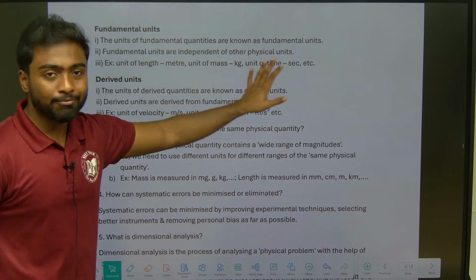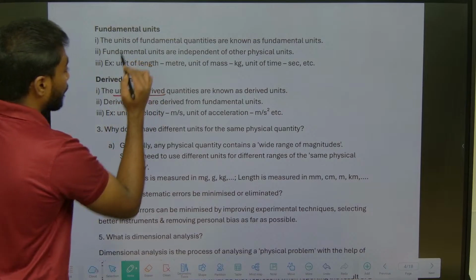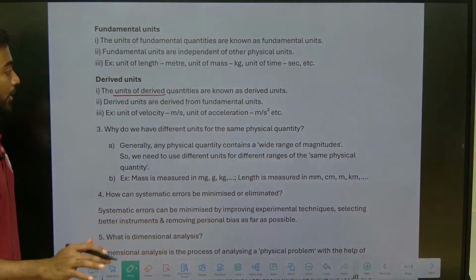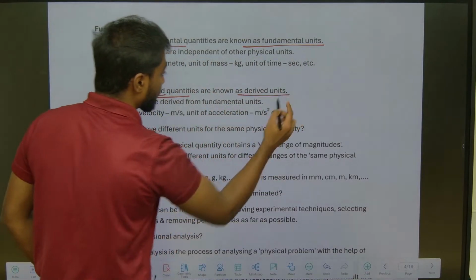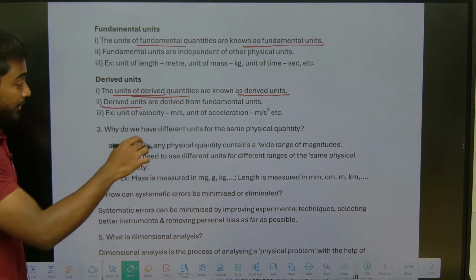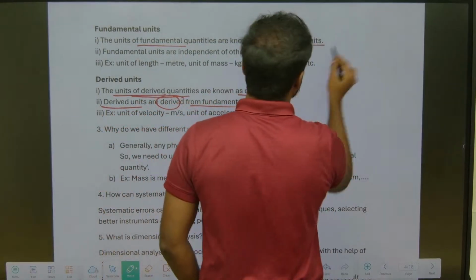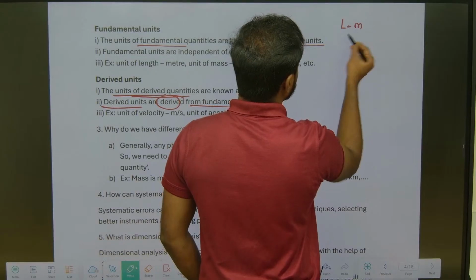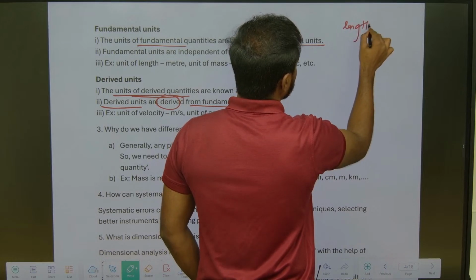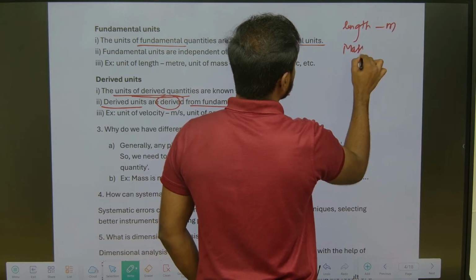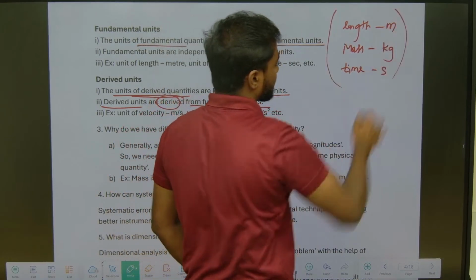These are examples of fundamental quantities, whereas the units of derived quantities are known as derived units. Fundamental quantities have fundamental units, derived quantities have derived units. Derived units are derived from the fundamental quantities. For example, length is measured in meter, mass in kg, time in seconds. This is the basic we will keep.